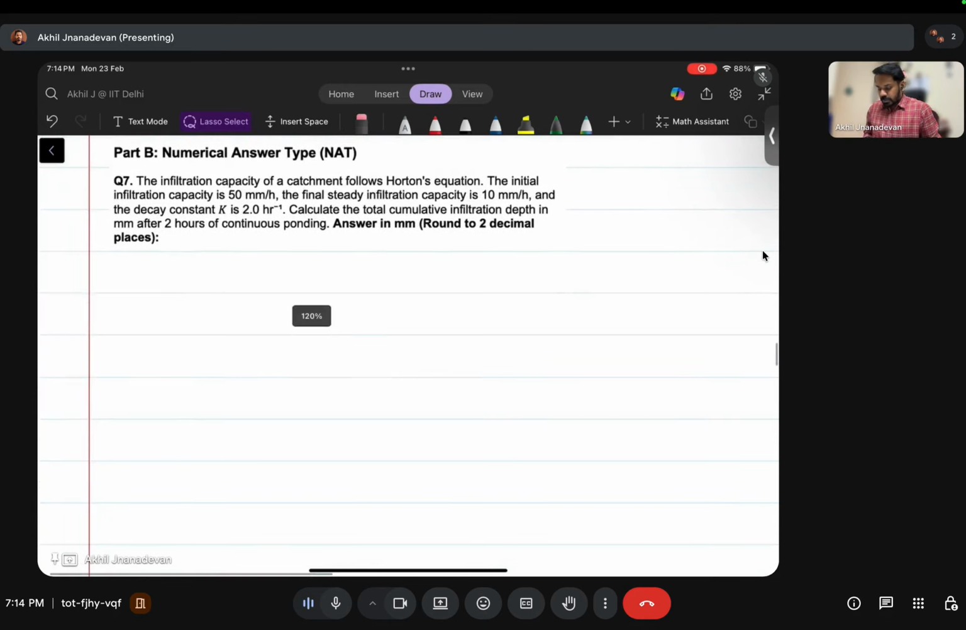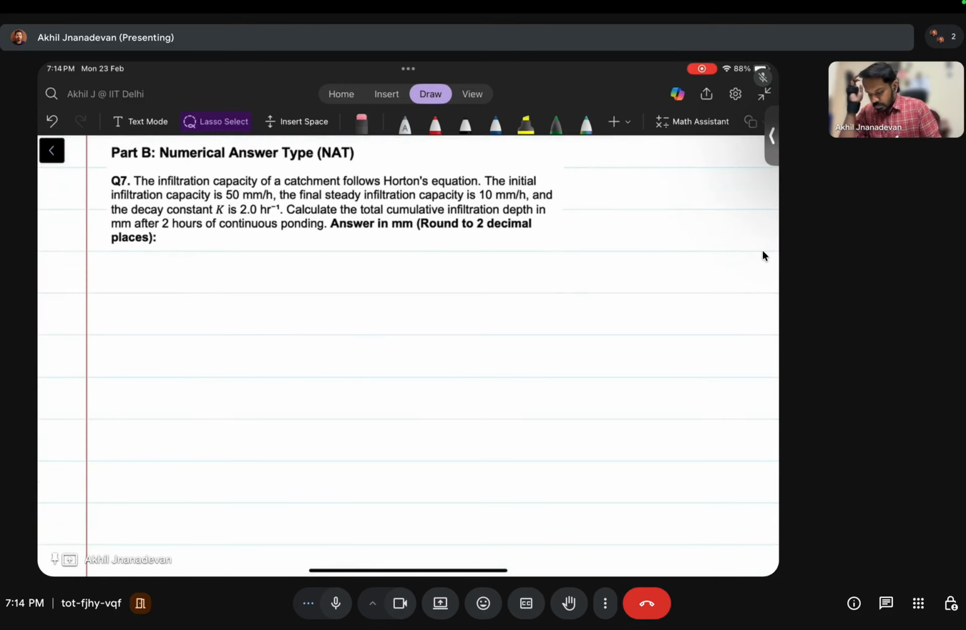So the very first question is: the infiltration capacity of a catchment follows Horton's equation, which is an empirical way to estimate infiltration. We already saw what Horton's equation is and what the different terms are. It assumes that infiltration happens through an initial rate F naught, then decreases exponentially and reaches a constant rate Fc.